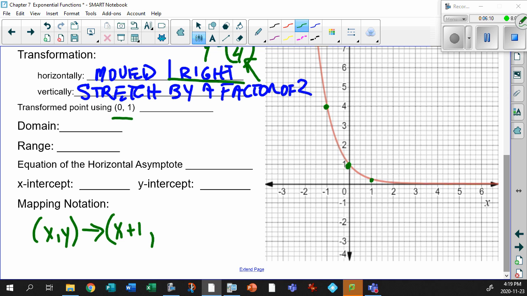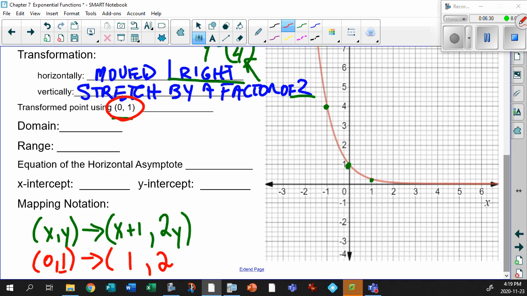My y value is stretched vertically by a factor of 2. So all my y's are going to be stretched vertically. So check out the point (0, 1) and what happens to it. So (0, 1) transforms to x plus 1, which is, guess what? It's going to be 1. And 1 times 2 is going to be 2. My new point is going to be (1, 2). Well, that's really, really easy, isn't it? Okay, so with that point being (1, 2), check this out. This point now becomes (1, 2).